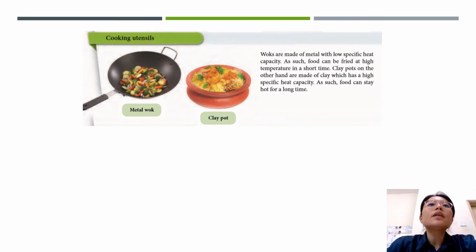So the next application in the cooking utensil will be the metal wok and clay pot. So look at the woks, made out of metal, also having low specific heat capacity. So it will fry at a high temperature in a short time. On the other hand, clay pots have high specific heat capacity, so food can stay hot for a long time.